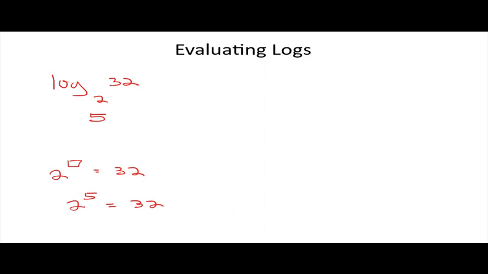Okay, let's try another one. Let's say we have log base 3 of 81. So this means that I'm trying to think 3 to what power is going to give me 81. So we know 3 to the 4th power is equal to 81. So log base 3 of 81 equals 4.